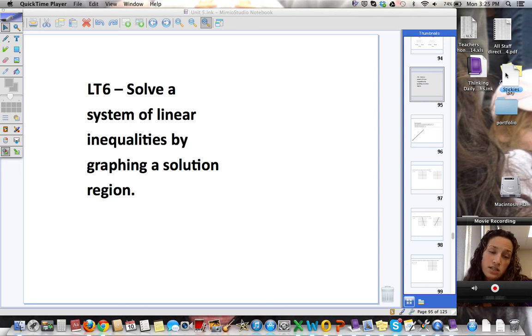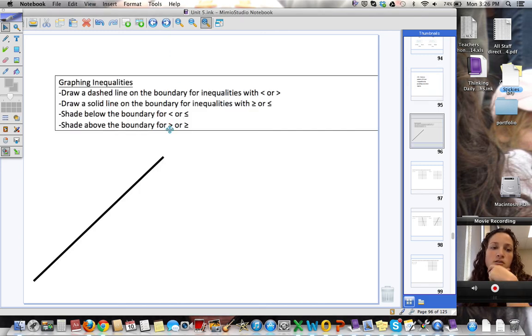Okay, so this is still in the same unit, it's just a different package of notes. It's the smaller notes that should say B on it, like video notes B. So, learn to write 6: solve a system of linear inequalities by graphing a solution region. I'm going to write for some of these.